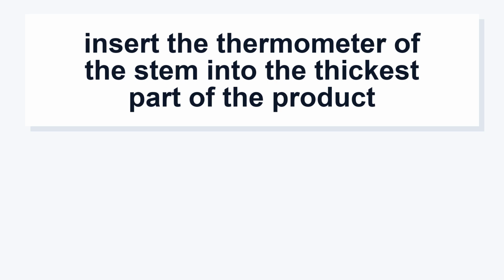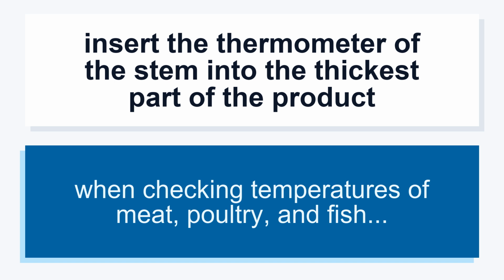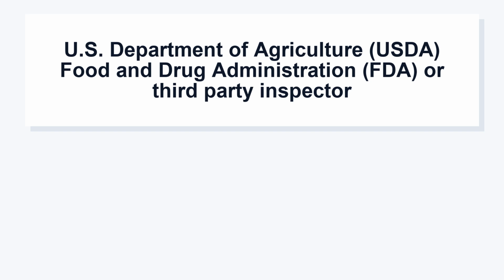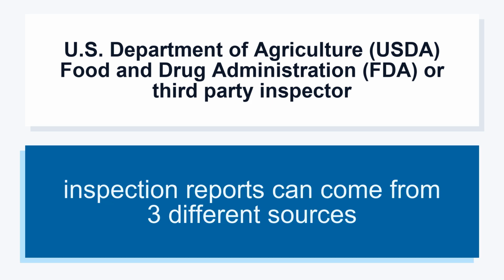Insert the thermometer of the stem into the thickest part of the product. When checking temperatures of meat, poultry, and fish. U.S. Department of Agriculture, USDA, Food and Drug Administration, FDA, or third-party inspector. Inspection reports can come from 3 different sources.